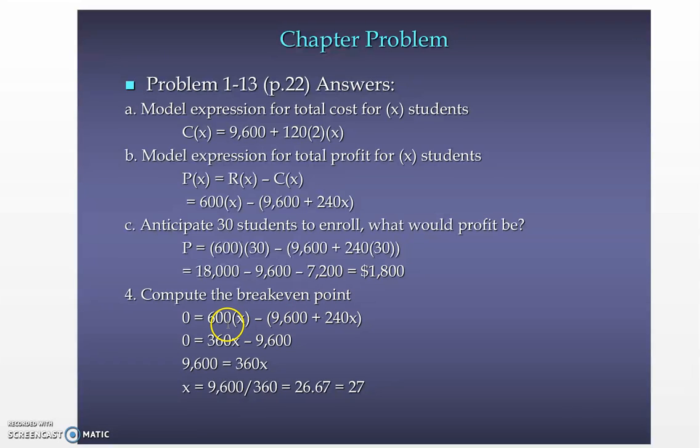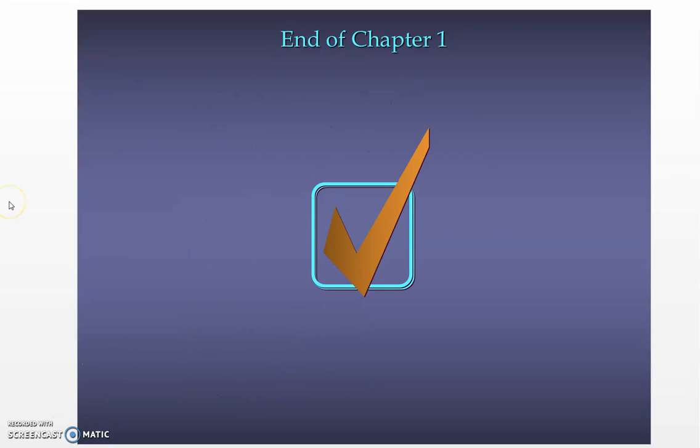So what's the break-even point there? We would see a break-even point, using profit equal to 0 and then solving for X, of 26.67. We can't have a fractional person, so we need to round that up to 27. So I hope you understood these basic examples. There are some slides here that you're going to want to reference for the first test.